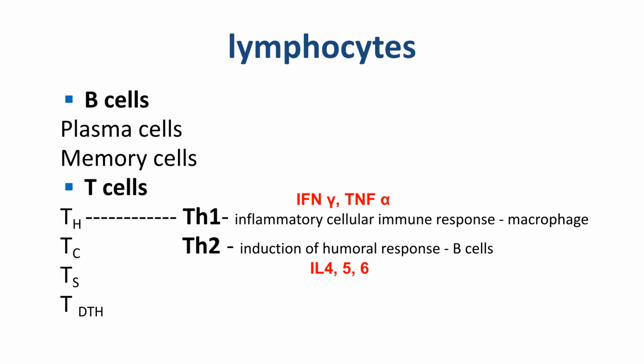MHC class I molecules. Suppressor T cells or TS cells regulate immune responses, preventing excessive reactions. These are now understood as regulatory T cells or TREGs. T cells mediating delayed type hypersensitivity or TDTH orchestrate inflammatory responses at sites of chronic infection.